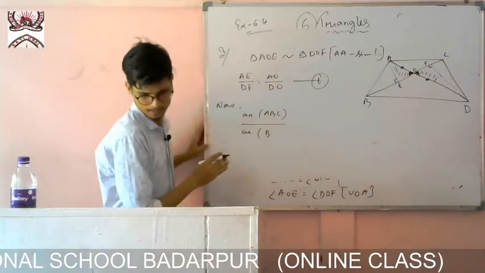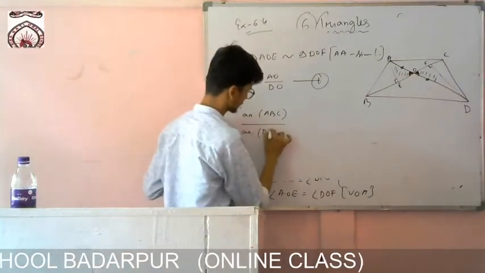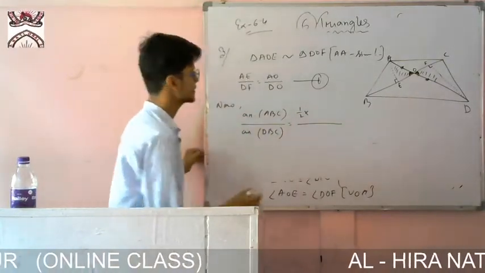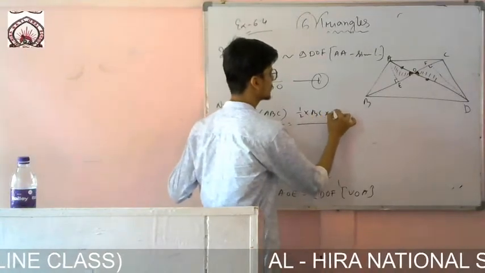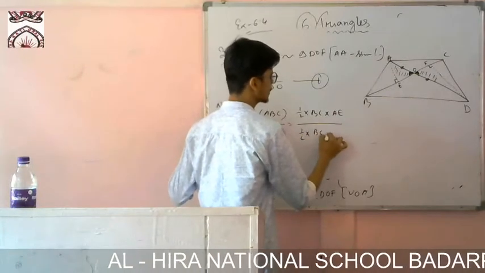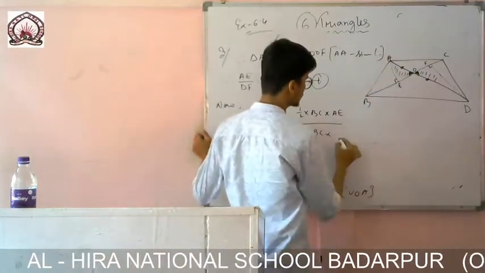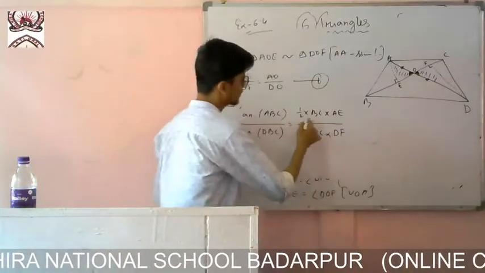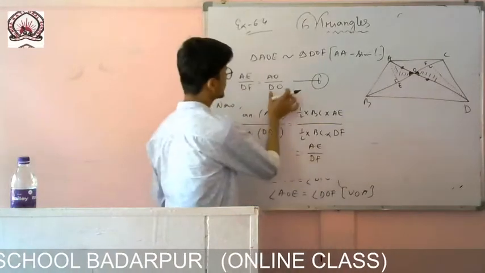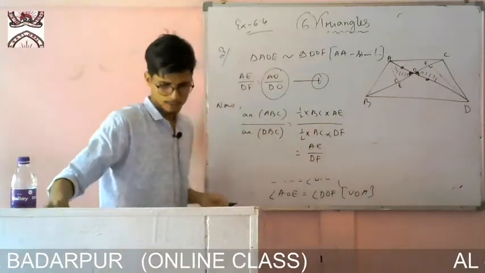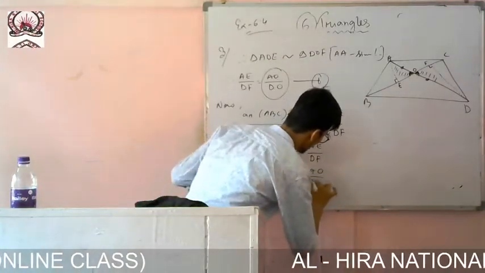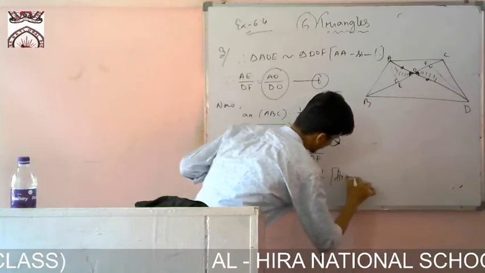But for DBC, what is given? It will be equal to half into base into altitude. The base is BC, and the altitude is AE. Similarly, half into base BC, and the altitude is DF. So half cancels, BC cancels. What is left here? AE by DF, and AE by DF means AO by DO. So this equals AO by DO from equation 1.